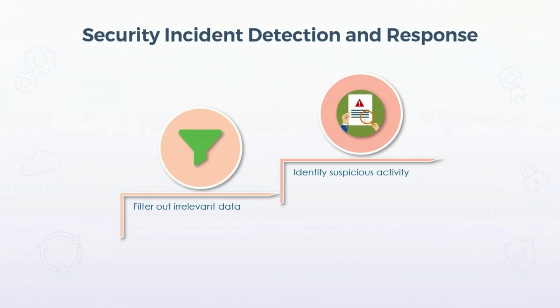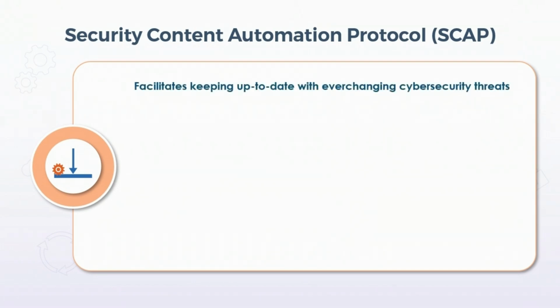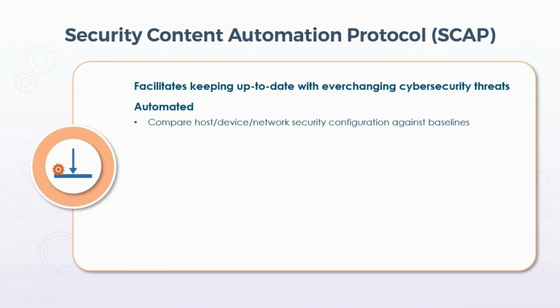The Security Content Automation Protocol, normally called SCAP, is a software solution that is designed to make it easy for technicians to keep up to date with cybersecurity threats. We know those are changing all the time. So what happens then is we have an automated way to compare our network hosts, devices, network appliances. We can compare their current security configurations against a security baseline.